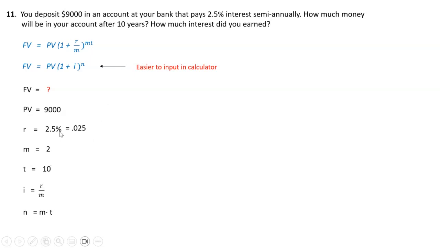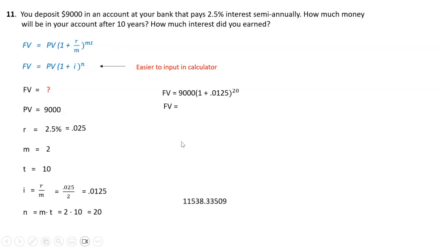My I will be R divided by M, so it will be 0.025 divided by 2, which will give us 0.0125. And my N will be M times T, so it'll be 2 times 10, which will give us 20. Now that we have every variable here, we put them into the formula. So it'll be 9,000 times 1 plus 0.0125 to the power of 20.